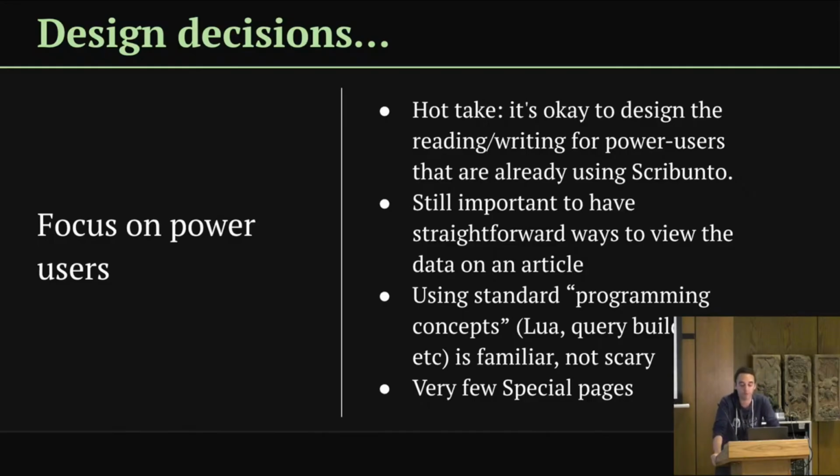It's still important to have straightforward ways to view the data. You don't want to force people to, I don't know, pull up a database query engine somewhere to see what is stored there. But there's not that many special pages. I think there's a total of 3 special pages across all of Bucket for just mostly viewing data, not creating, not doing any really meaningful querying, but just seeing what the data looks like.